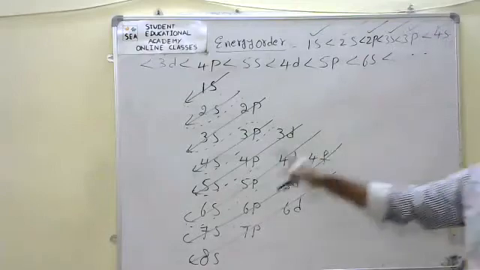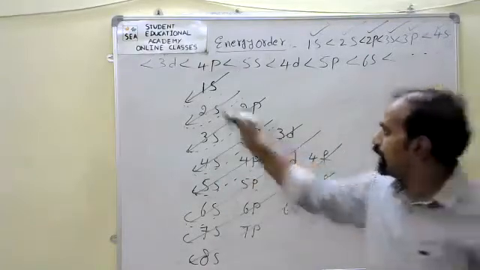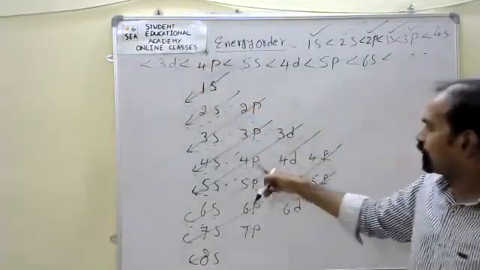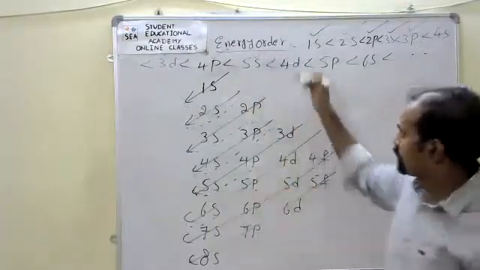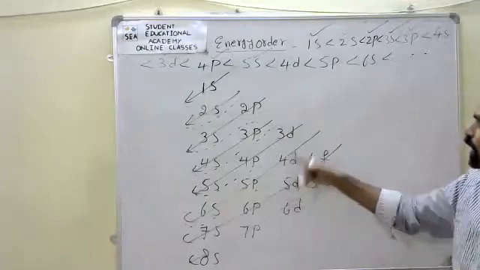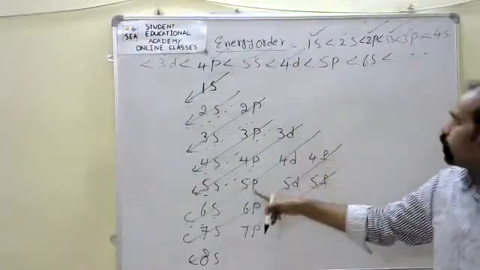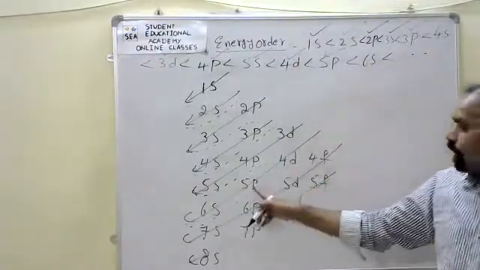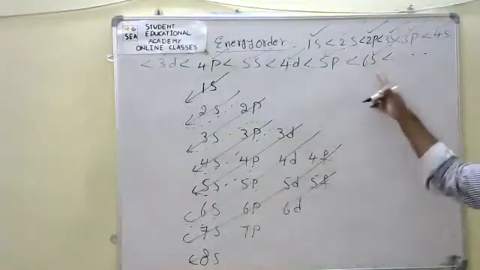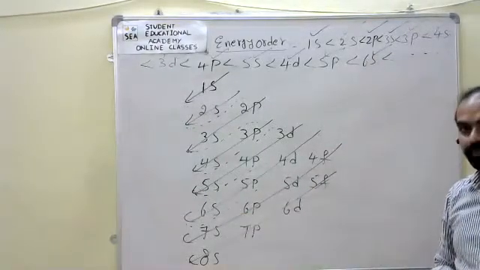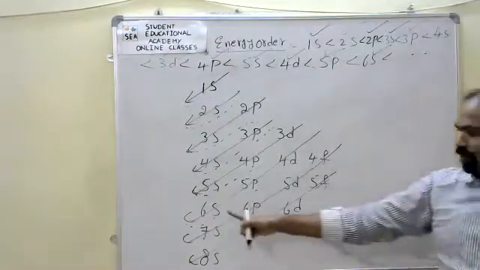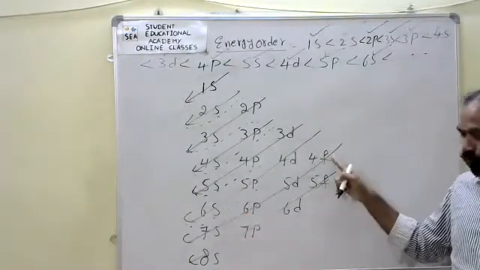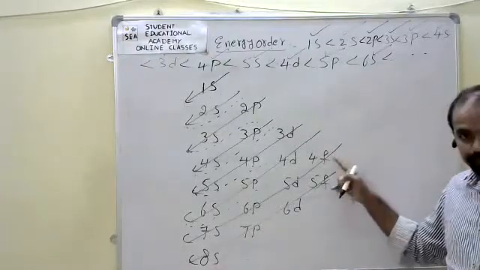Then 4s. After 4s, what about that? 3d. After 3d, 4p. After 4p, 5s. After 5s, again 4d. After 4d, 5p. After 5p, 6s. After 6s, 4f. Very good.